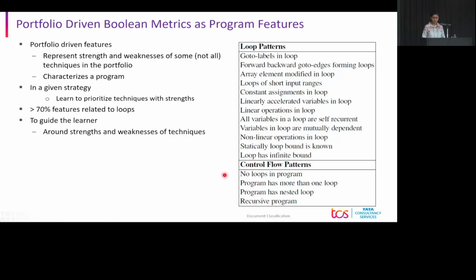There are features for control flow as well. Bounds, of course, we have, and there are control flow patterns as well, like recursive programs. For those, LabMC won't do well, so it's better to try BMC, and so on and so forth, as well as for nested loops.